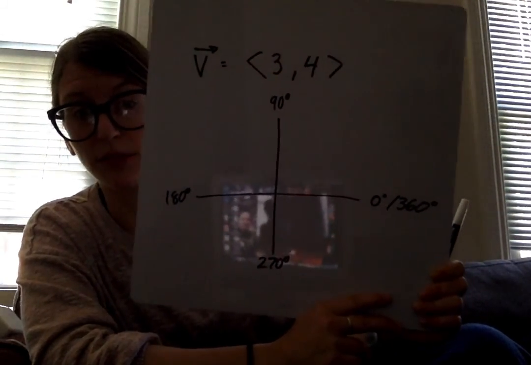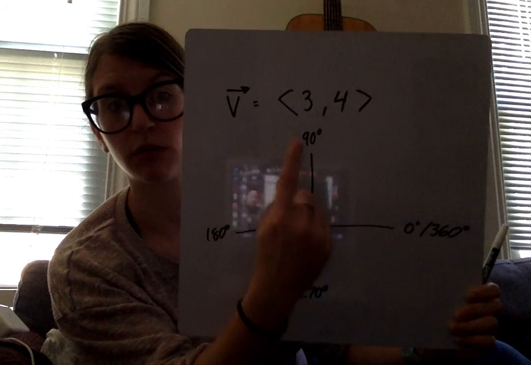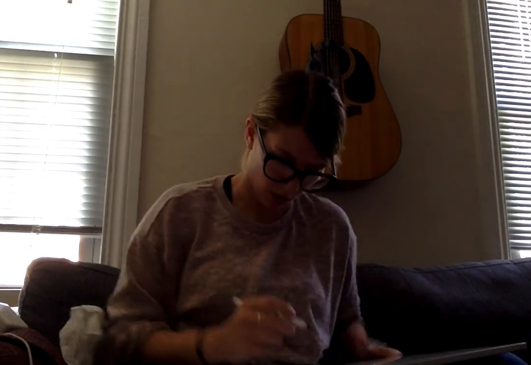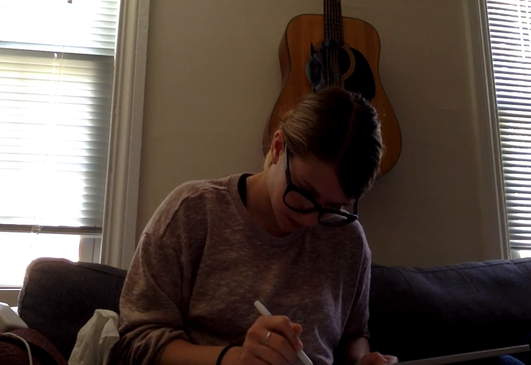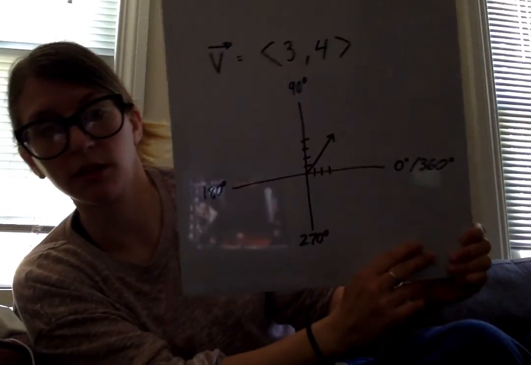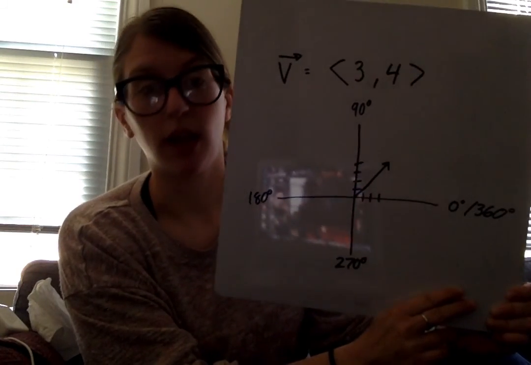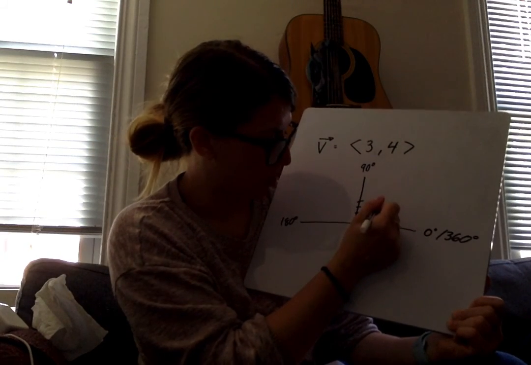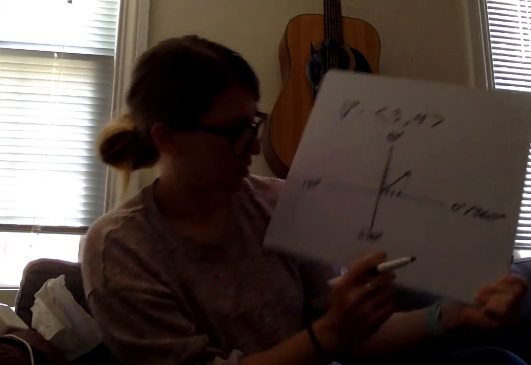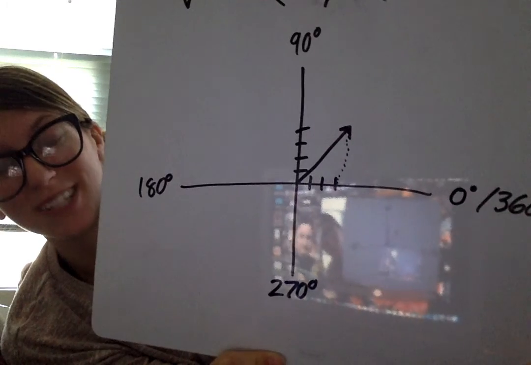So I'm going to graph on this vector ⟨3, 4⟩. I'm going to go over 3. I'm going to go up 4. And here's my vector. Hello, vector. Nice to meet you. But the amazing thing that happens here is when I look at this, I can draw a line to my x-axis, and I have a right triangle.